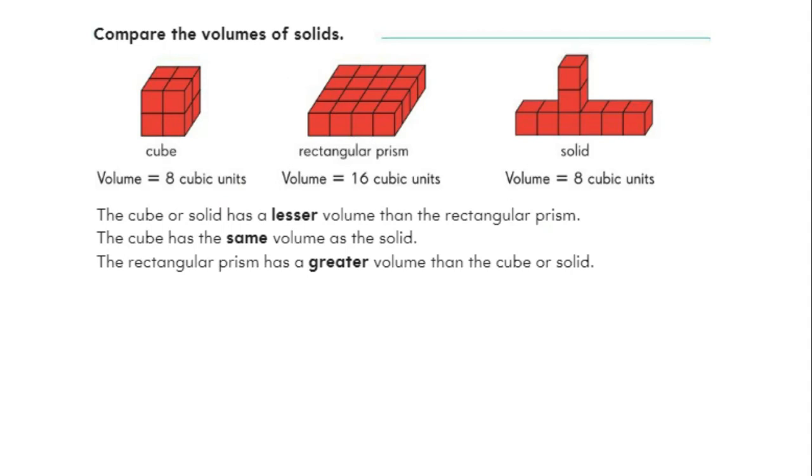Okay, now we're going to compare the volume of different solids. And we're going to use certain vocabulary. We're going to use the words lesser, same, and greater. So let's go ahead and read these sentences and see how those are used in each sentence. The cube or solid has a lesser volume than the rectangular prism. The cube has the same volume as the solid. And finally, the rectangular prism has a greater volume than the cube or the solid.